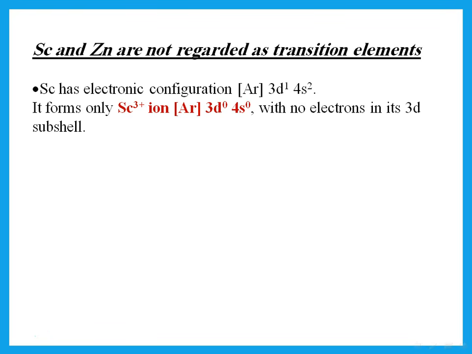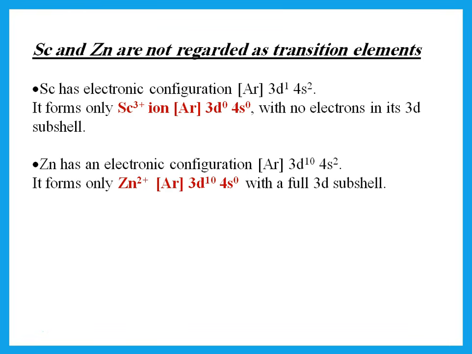Scandium and zinc are not regarded as transition elements. Remember, what was our definition of transition elements? We said transition elements are those in which the ions have incomplete d orbitals. So if I have scandium and you write the electron configuration of scandium, it's 3d1 4s2. Now, when I remove these 3 electrons, the 3d is empty. So actually, it does not have incomplete d orbitals, so it is not regarded as a transition element.